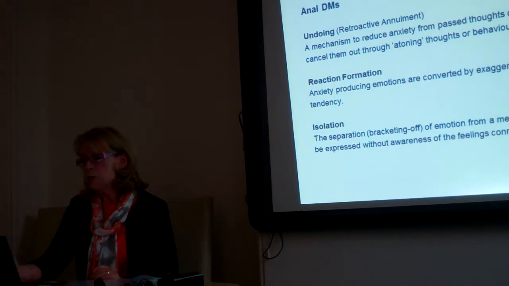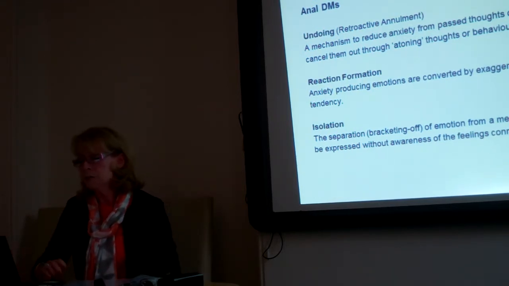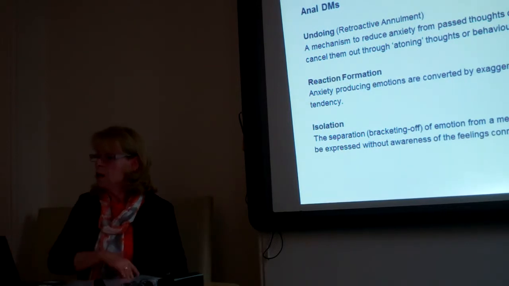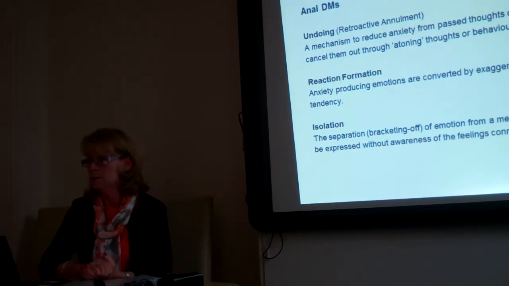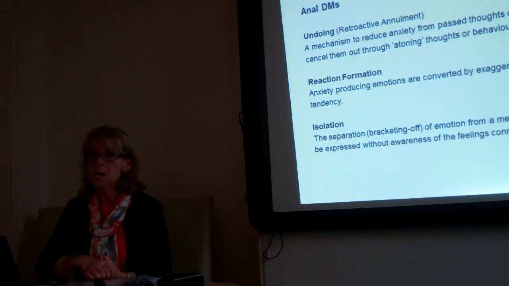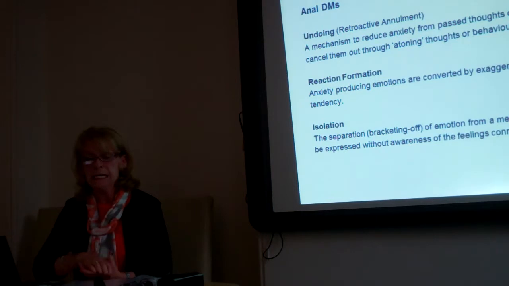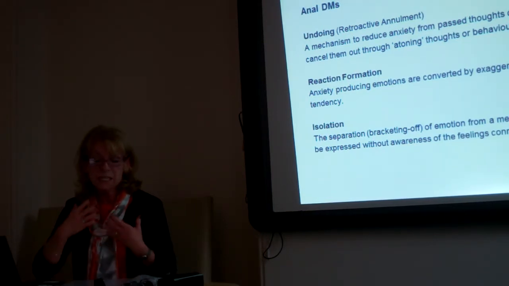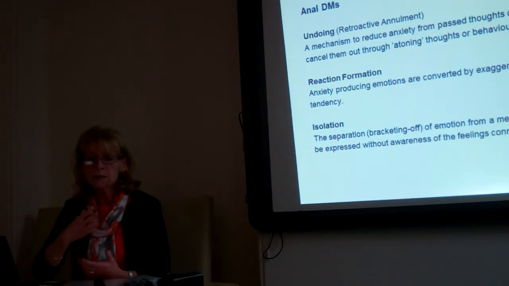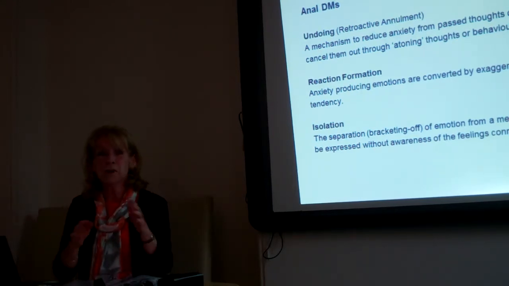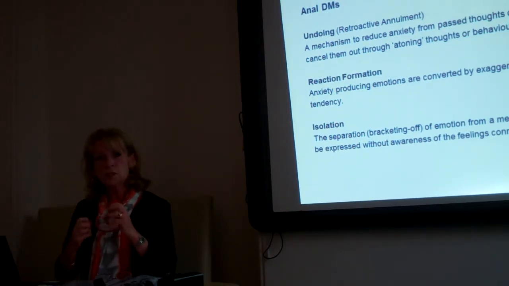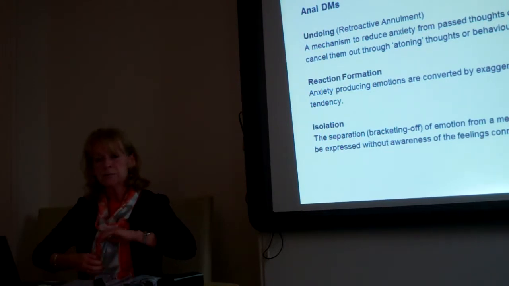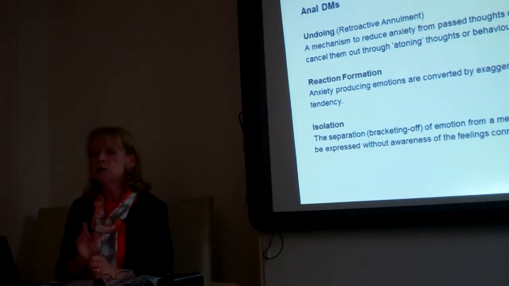The anal defences: undoing, or what used to be called retroactive annulment, a mechanism to reduce anxiety from past thoughts or behaviours by attempts to cancel them out through atoning thoughts or behaviours in order to reverse them. Freud and most psychologists, psychoanalysts see this most keenly in obsessive people. I see it too in compulsive. Obsession and compulsion look different in handwritings. We know this. Obsession, all terribly blocked in and rigid and black. But compulsion, which is a very similar thing, operating on a slightly different level, where the writing is driven and so on, undoing can occur there.